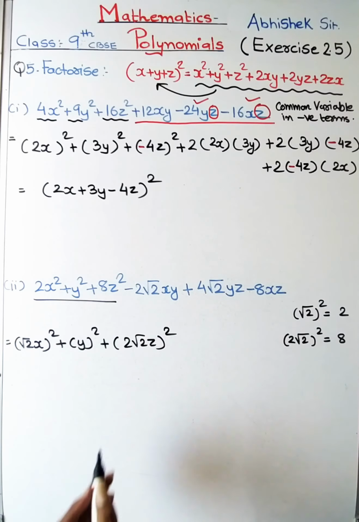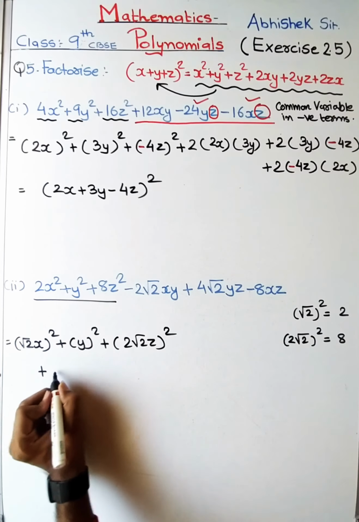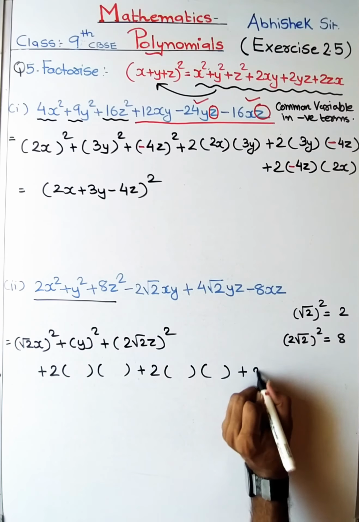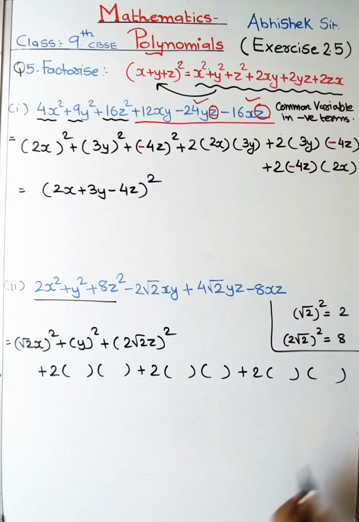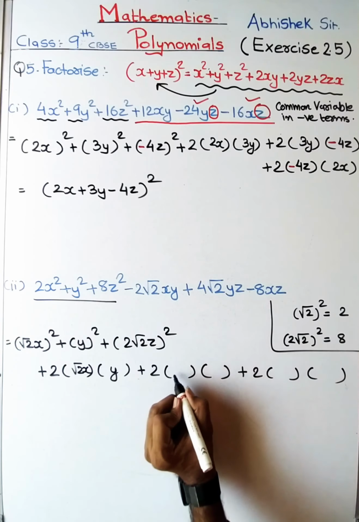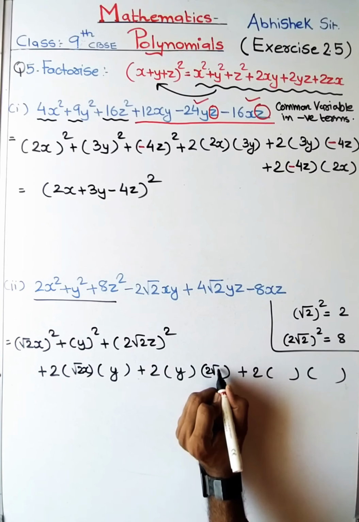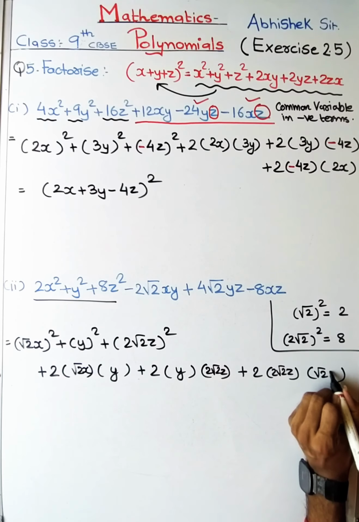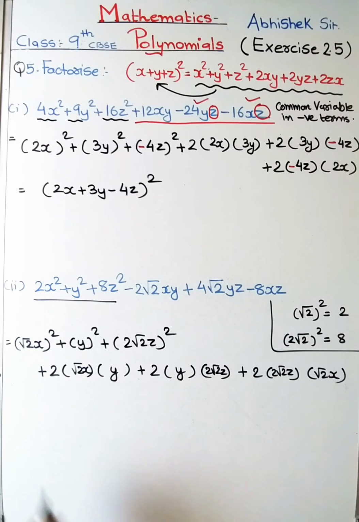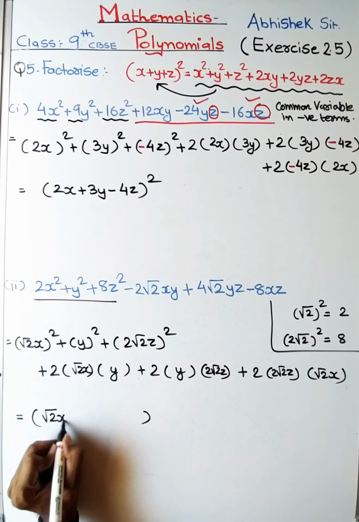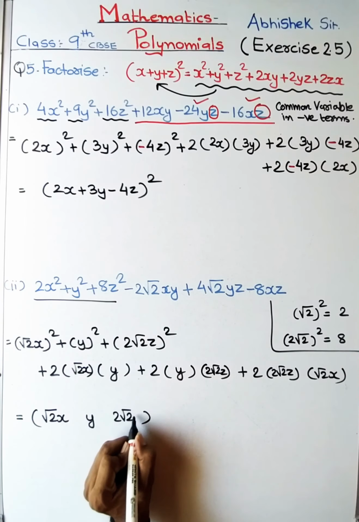Right, now whenever you are doing this in your notebook, keep some space for including the minus sign. Plus now the next three terms, 2 into first term, 2 into next two terms, 2 into next two terms. Clear? So first term is root 2 x, then we have y. Over here we have y and 2 root 2 z. Then we have 2 root 2 z and root 2 x. Clear? Now before identifying the minus sign, let us write all the three terms: root 2 x, y and 2 root 2 z.